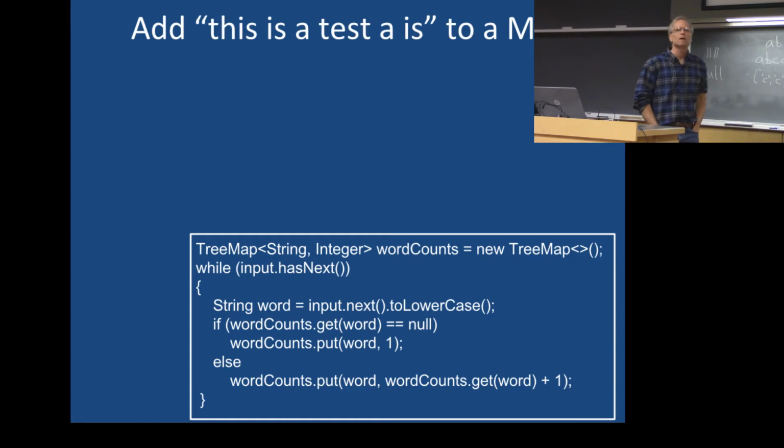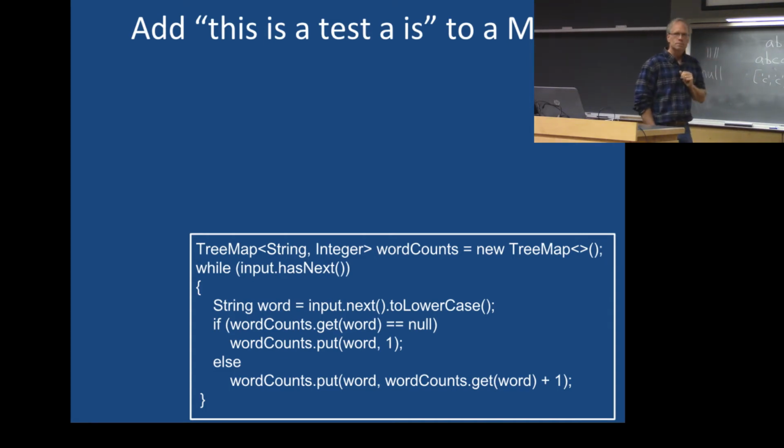If it's null, what does that mean? We just said it's not in there. We haven't gotten around to putting that word in the dictionary yet. So what we do is if it's not there already, we put it in there with a value of 1 because we've just seen the first occurrence of the word. If we'd seen it before, it'd already be in there.